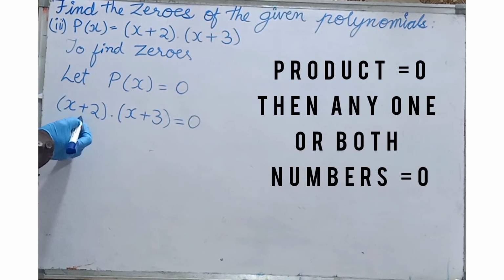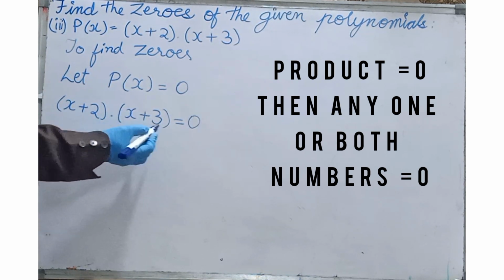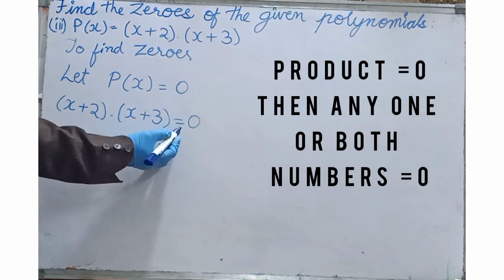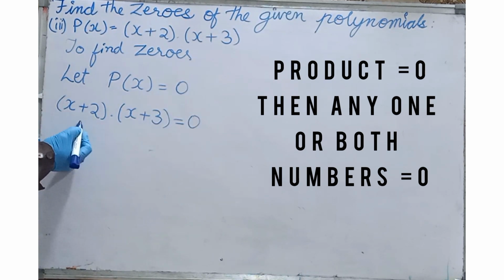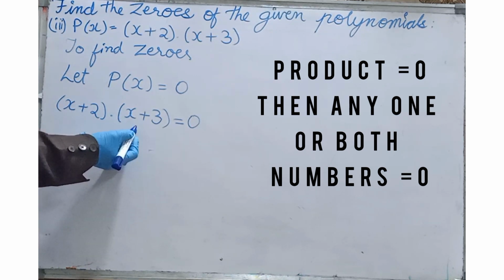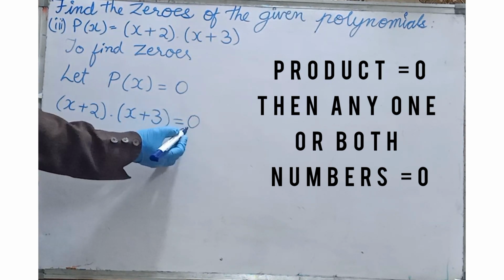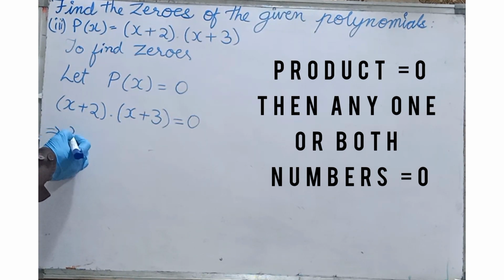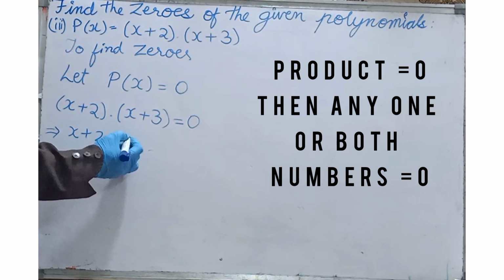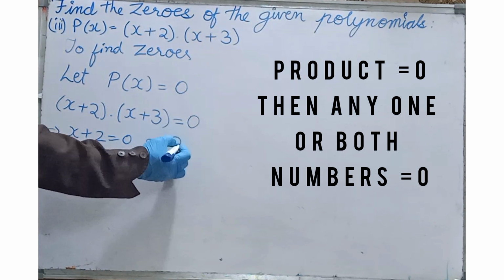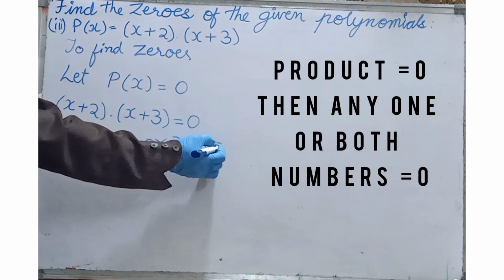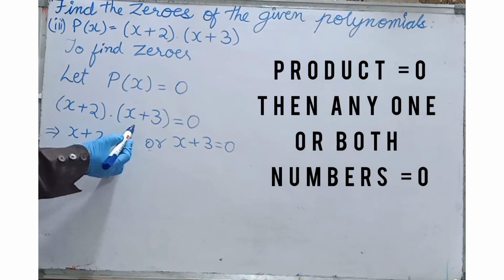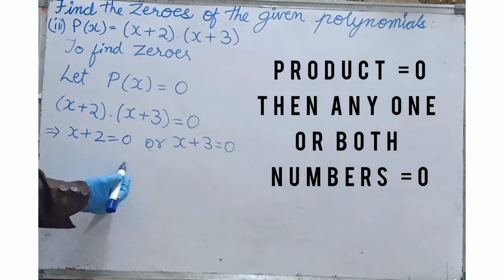When you see this, what do you remember? Here, the product of two things is equal to 0. When is it possible, students? When any one of these is 0, or both are 0. Since the product is equal to 0, we will get x plus 2 equal to 0, or x plus 3 equal to 0. When we multiply something with 0, only then we will get 0. So we can write this.